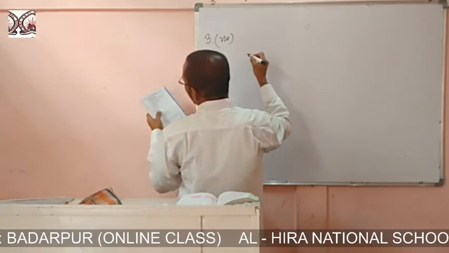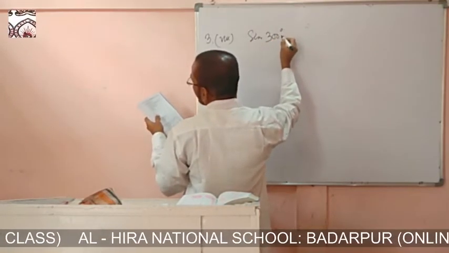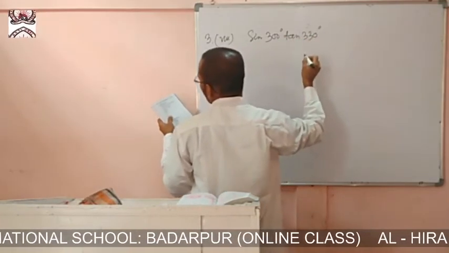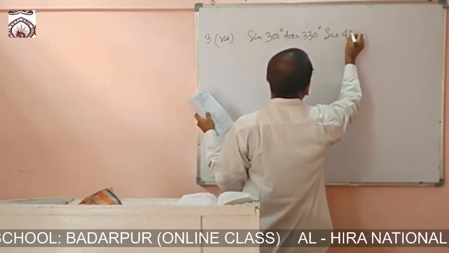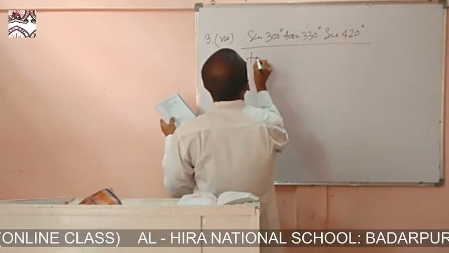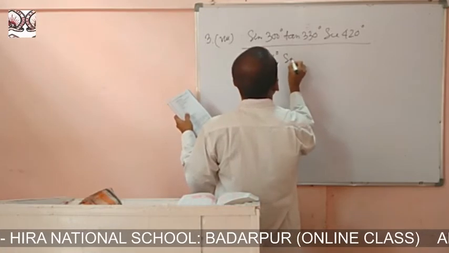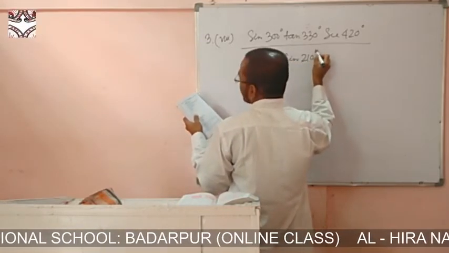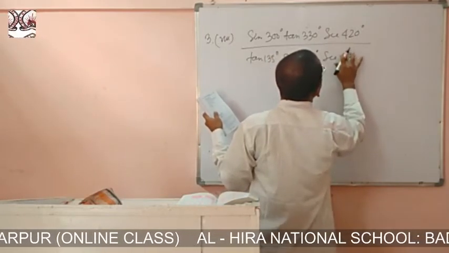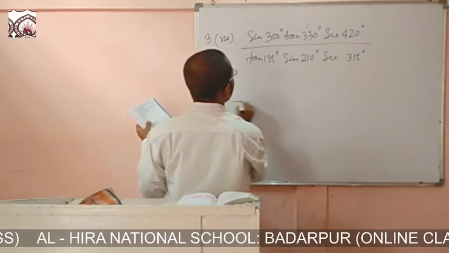Sine 300 degree into tan 330, sec 420 by tan 135, sine 210, sec 315 degree. So this we can write by breaking.